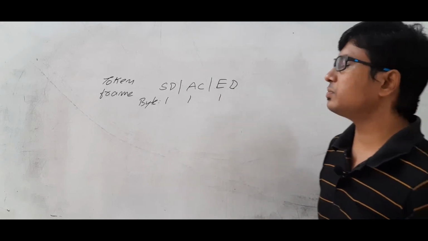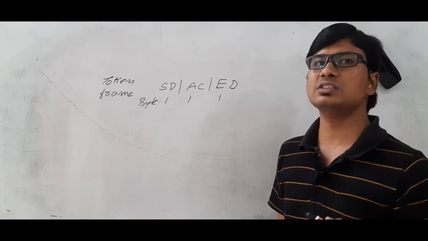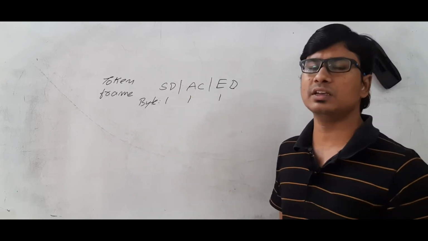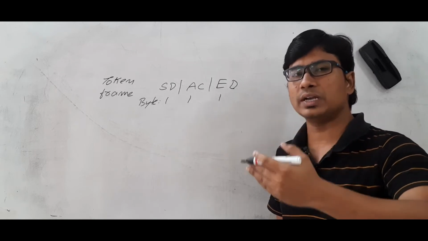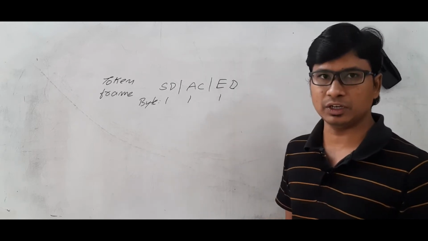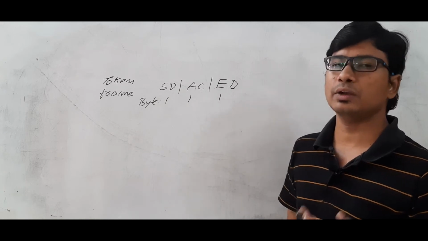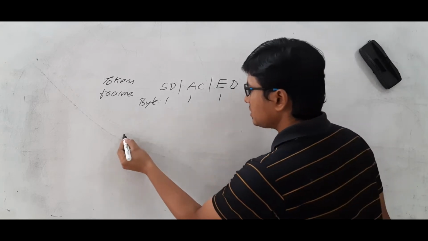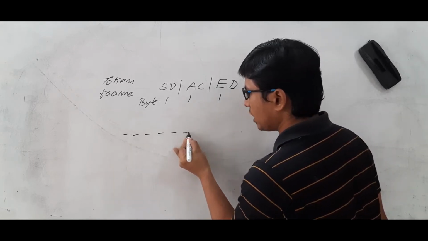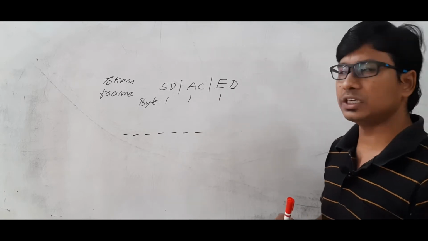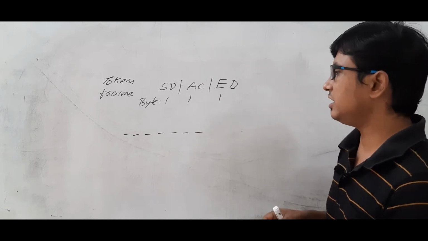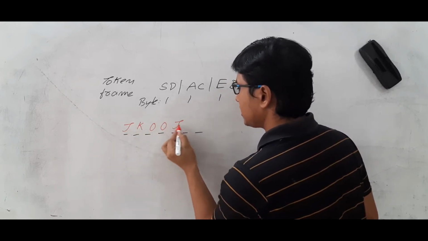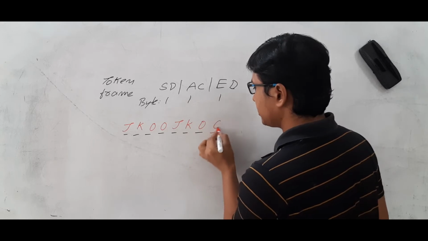Now you can ask me, sir, if it is 1 byte, what information will be there, or what is the pattern of the start frame delimiter? You said that in Ethernet it uses the 10101011 pattern. But when it comes to the token, what pattern does it use? We will check it. As it is 8 bits, because 1 byte is 8 bits, it consists of the pattern JK0JK00.